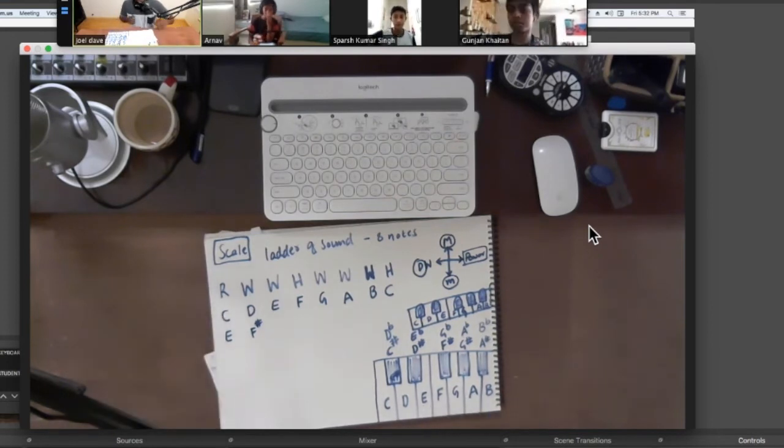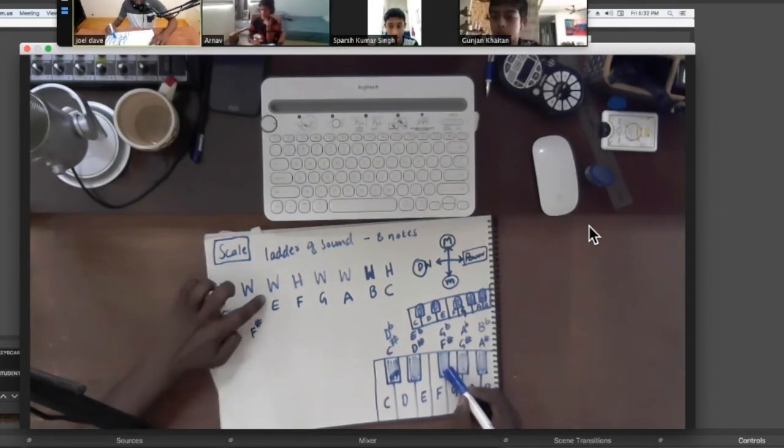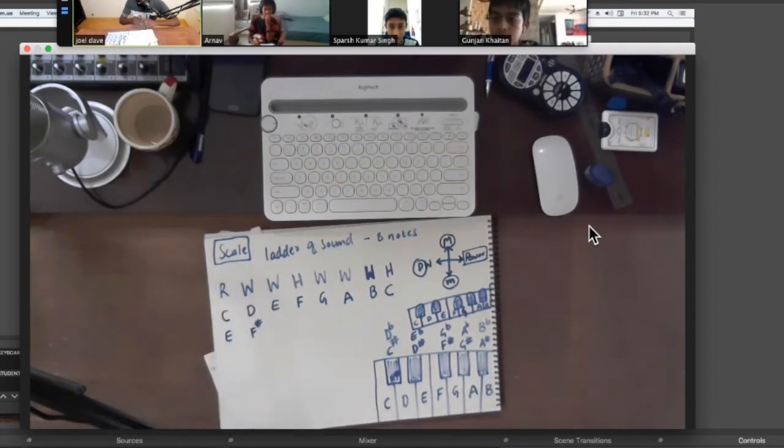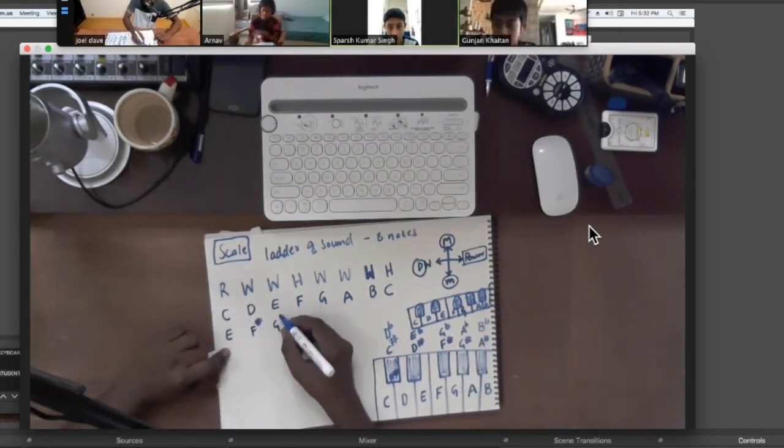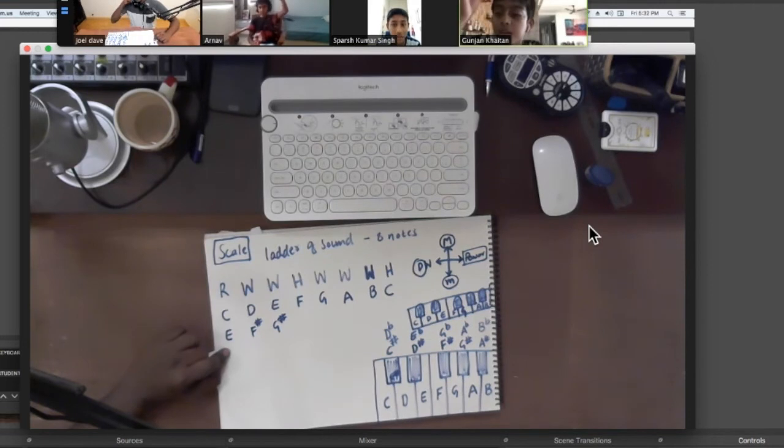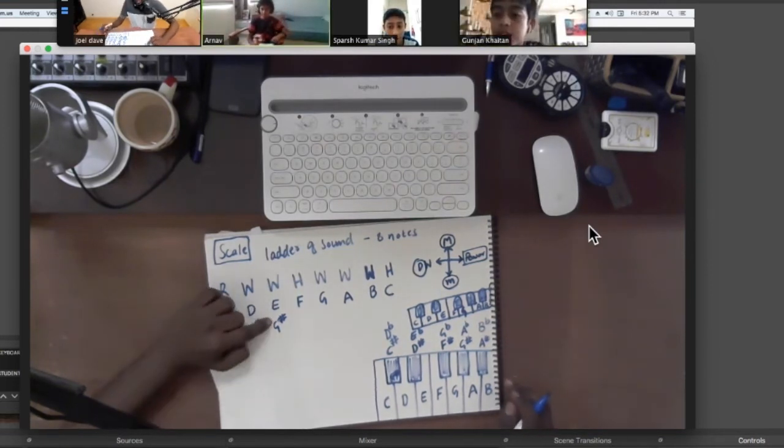What about the next one? G sharp. Okay, F sharp and then G sharp. Very good. Who said that? Me, Arnav. Okay, so from G sharp we want a half step.